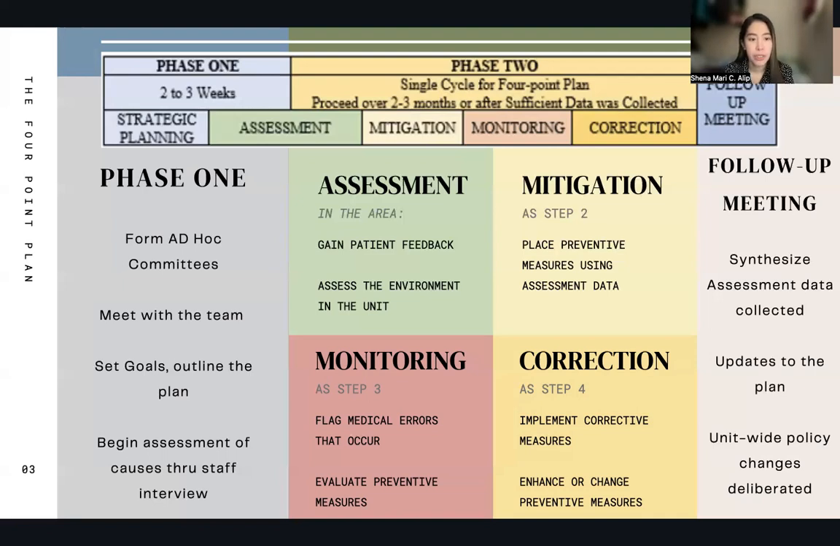Monitoring follow-up is where we can evaluate the effectiveness of the preventive measures and flag medical errors as they occur. And after that, every time we flag something during the monitoring phase, we proceed to the correction phase. The correction phase is to implement corrective measures for medical errors and to enhance or change a preventive measure in place. Their effectiveness is evaluated. The corrective measure here is on a case-to-case basis since the situation is not always the same. However, it is important to remember that all corrective strategies employed will be evidence-based.